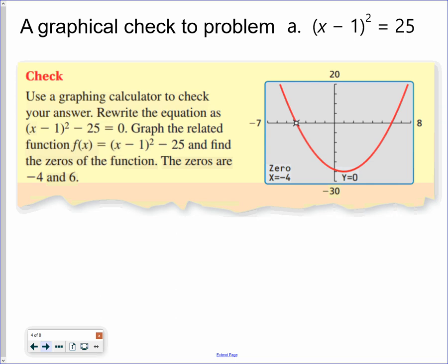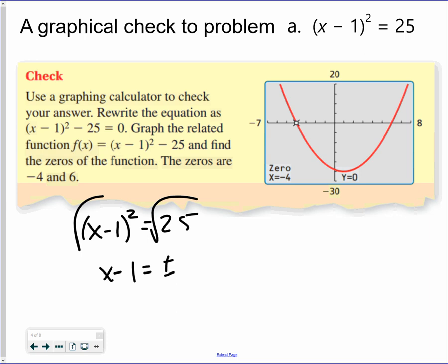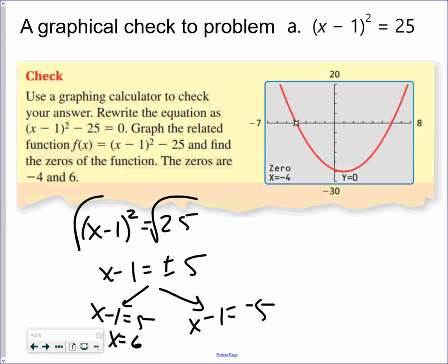Graphically checking. Now let's go back to a question that I'm going to solve by hand. X minus 1 quantity squared equals 25. Take the square root of both sides. Plus minus 5. This is what I just did on the previous couple of pages. I solved: add 1, I get 6. And add 1, I get negative 4.